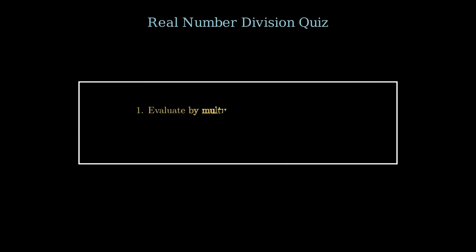Let's test our understanding with a division quiz. First, rewrite and evaluate the expression 4 divided by 2 over 3 by multiplying the reciprocal. Second, calculate 2 over 3 divided by 4 and check if switching the order changes the quotient. Let's look at the problems.